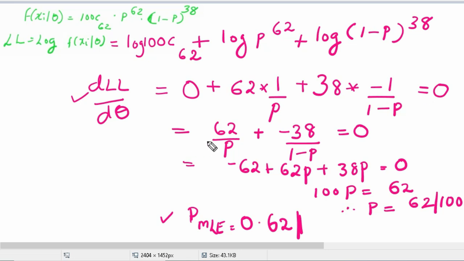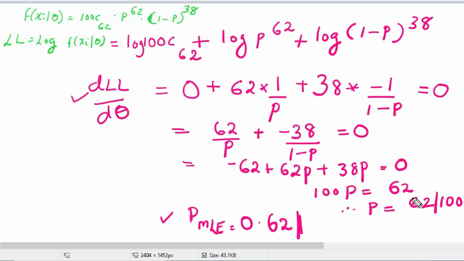Now let us simplify it. It will become 62 by p plus minus 38 by (1 minus p), which is equal to 0. Simplifying again, you will get minus 62 plus 62p plus 38p, which is equal to 0. So 100p is equal to 62. Therefore p is equal to 62 divided by 100, which is equal to 0.62. So we have found the maximum likelihood estimate for the probability of head. Finally, p of MLE is equal to 0.62. This is your answer.